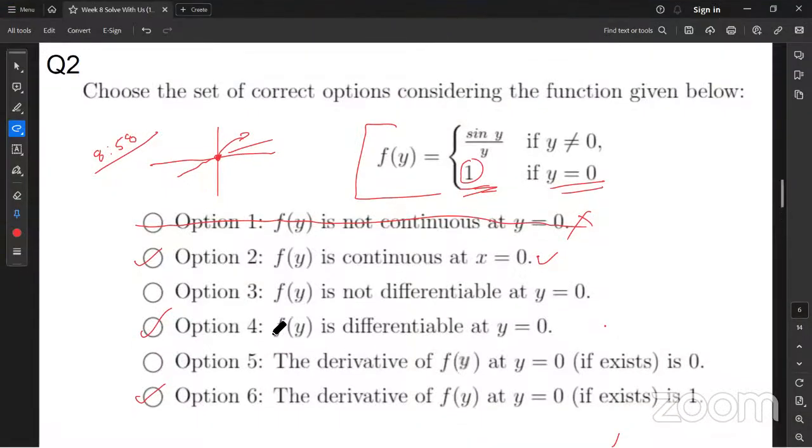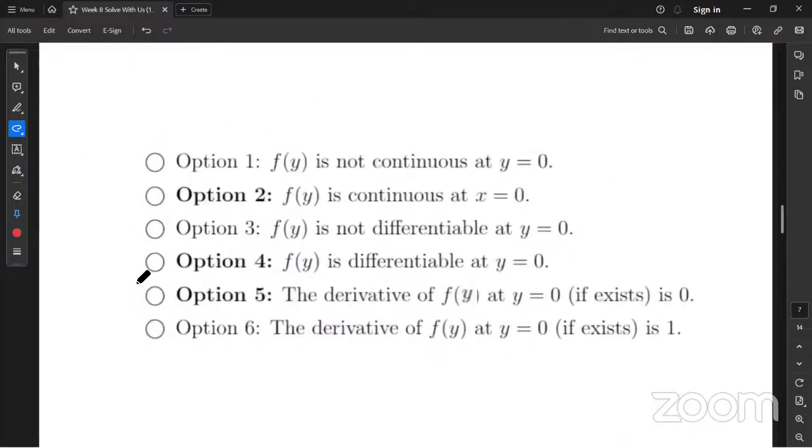So this one will be an incorrect answer. This one is differentiable at 0, and this is incorrect because we are getting this one. So your correct answer will be 2, 4, and 5. Here is the solution: 2, 4, and 5.